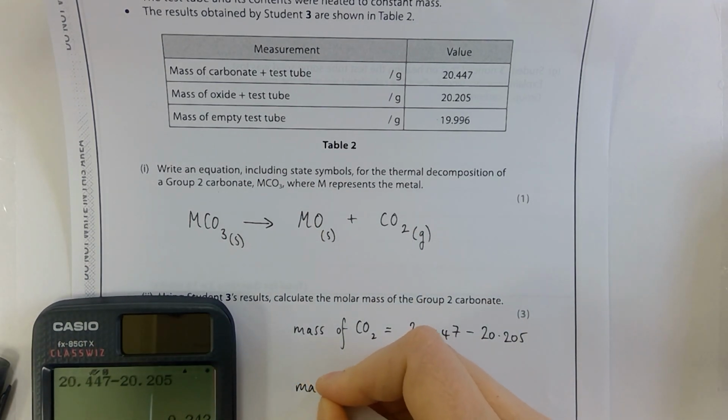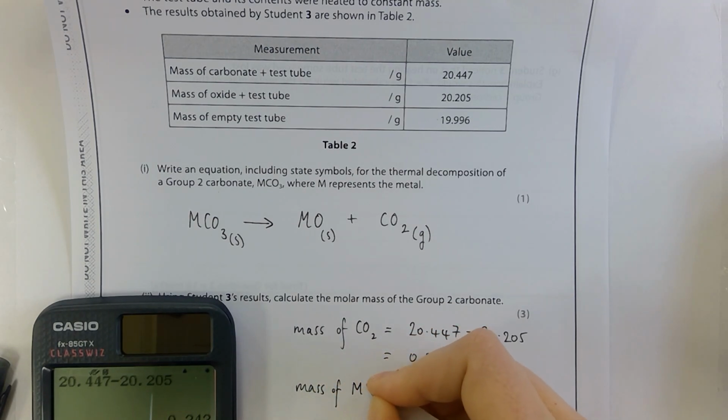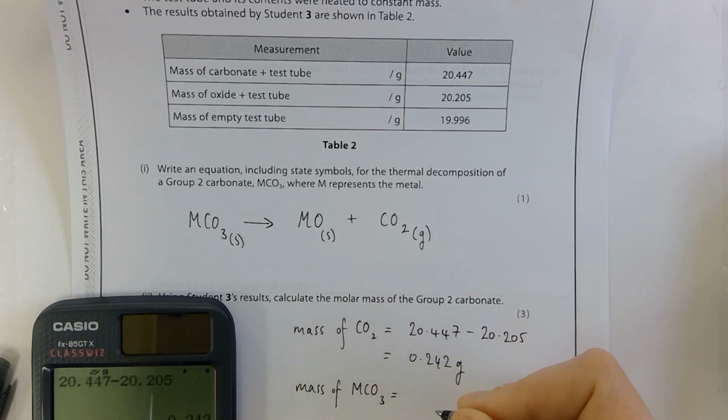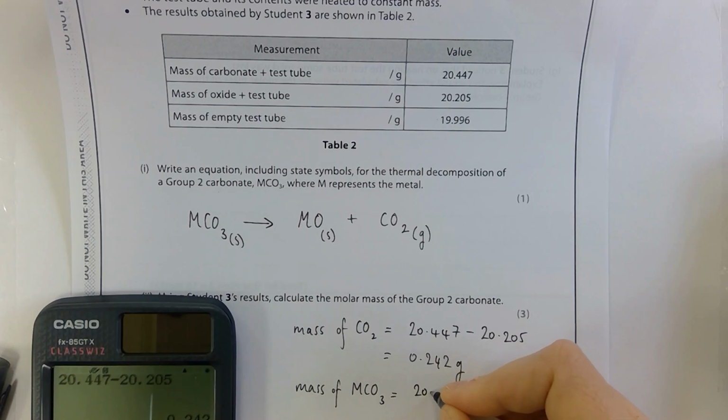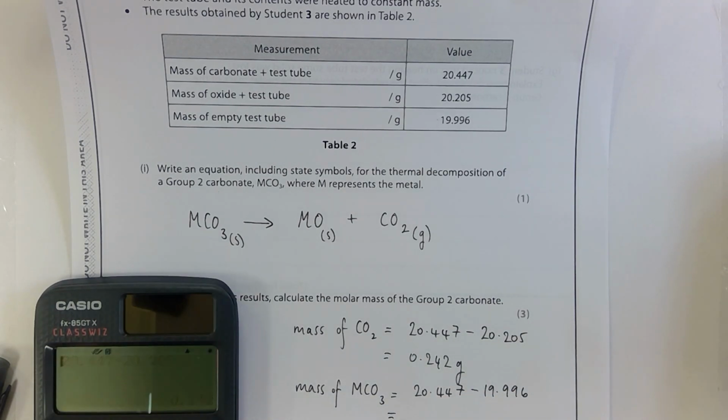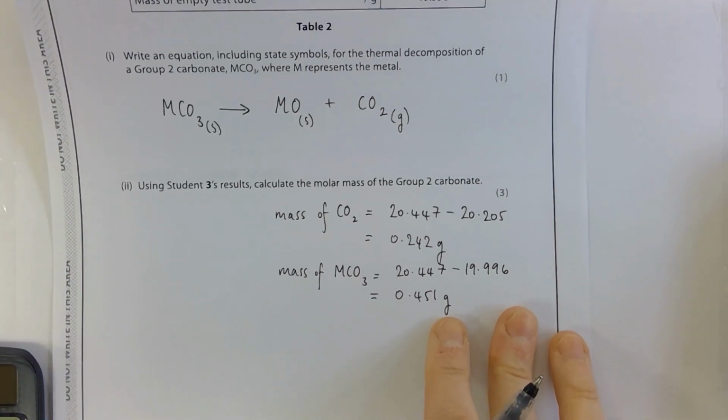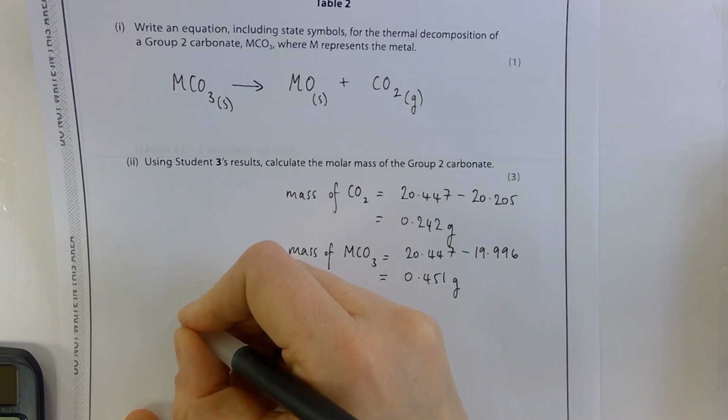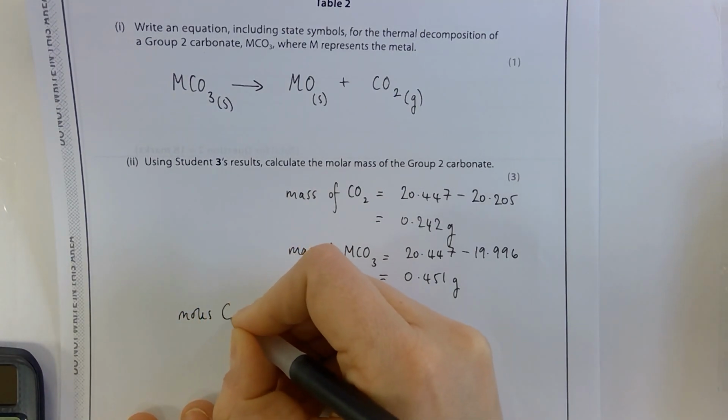So mass of metal carbonate is going to be 20.447 minus 19.996. Okay, and again, just stick it through your calculator. 20.447 minus 19.996 gives me 0.451 grams. Okay, so now let's get the moles of CO2.